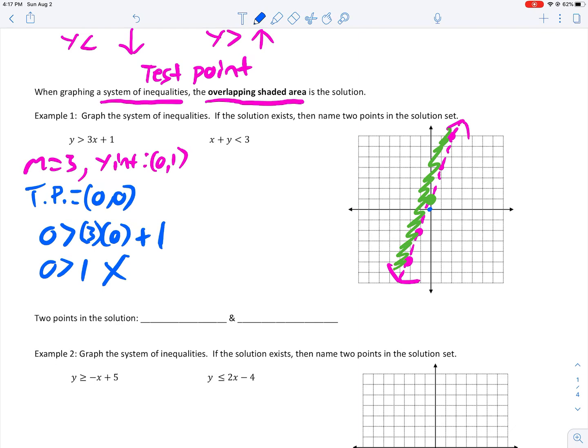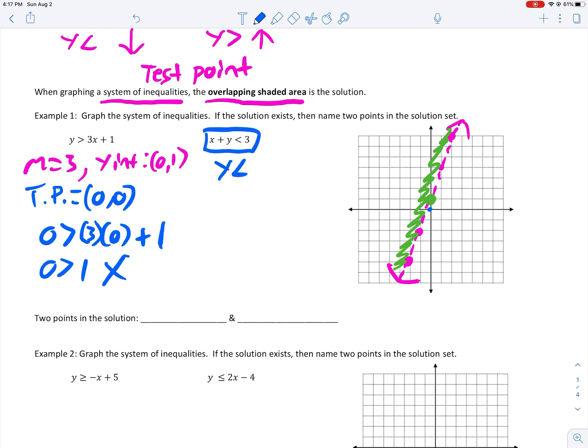So to use a test point, you just pick a point on one side of the line or the other. Most of the time you will be able to use 0, 0 unless the graph goes through the origin. So use 0, 0. It's very helpful. Or use 0, 1 depending on what the graph does. But like 99% of the time you will use 0, 0. If it's true, then shade on that side. If it's not, shade on the opposite side.